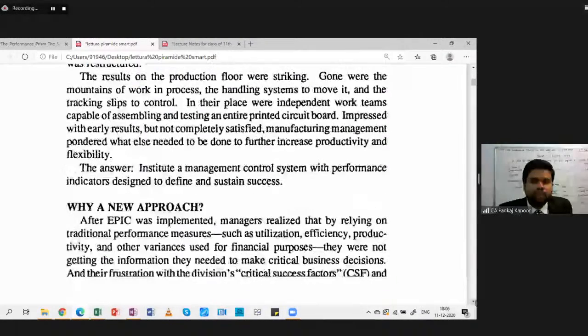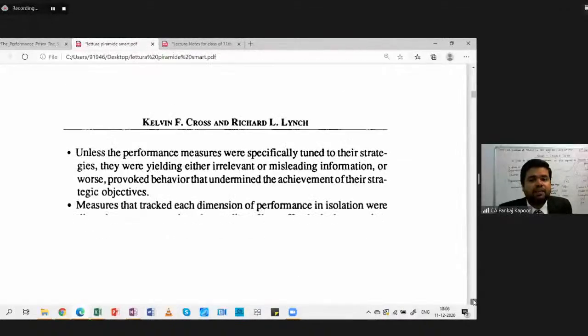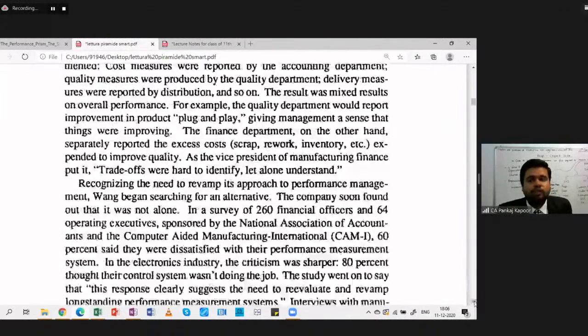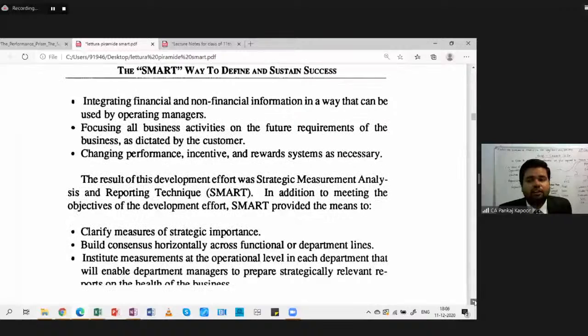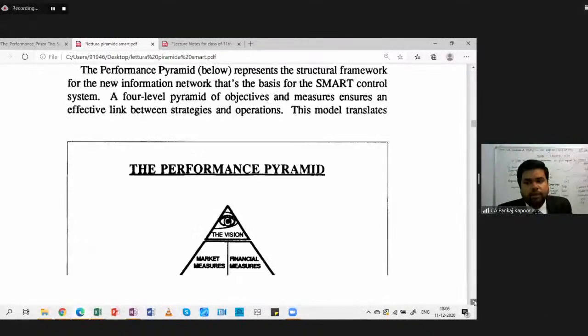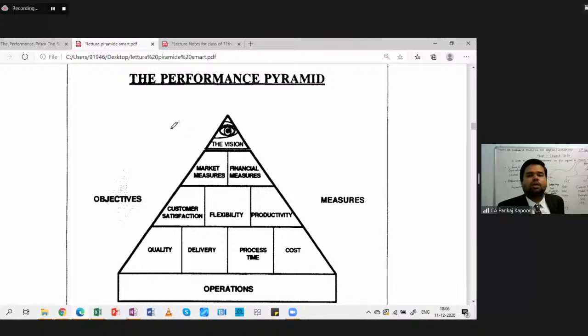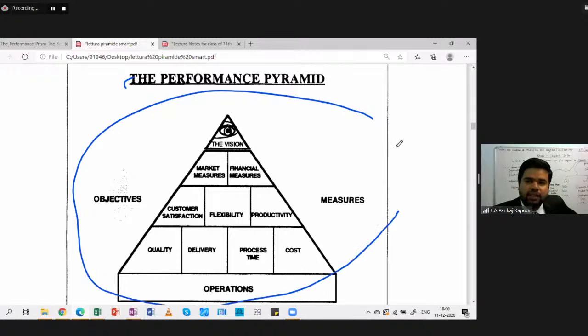So on page number 3 of this research paper itself, both the gentlemen suggest a model or a tool, and that model or tool became famous as the performance pyramid, which is in front of you. I hope you can see this diagram, which is suggested by two gentlemen, Mr. Cross and Mr. Lynch. Now let's start discussing what they stated in this particular paper.